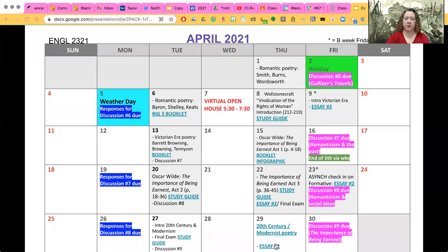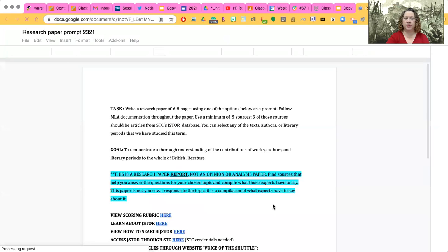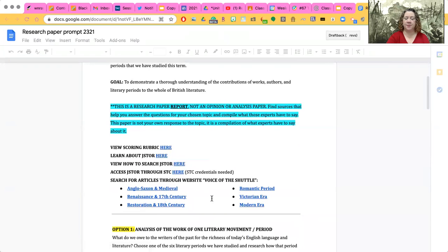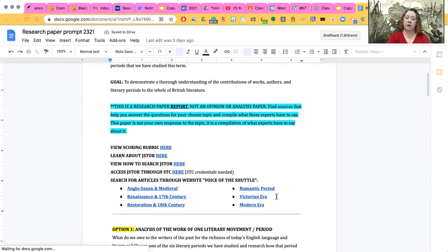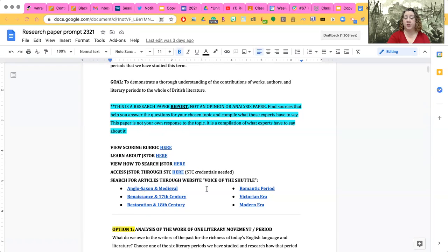On this essay number 2 assignment sheet, there are some resources for you if you're going to do time periods, but also they'll be helpful if you're studying an author within a time period. So say you were going to study the work of Shakespeare and the effect that it's had on English literature and language, then I would go to Voice of the Shuttle, which is a scholarly source. It's on the web. You need a minimum of 3 JSTOR articles, but you can also use the web for the other 2. There are 5 required sources for this paper.